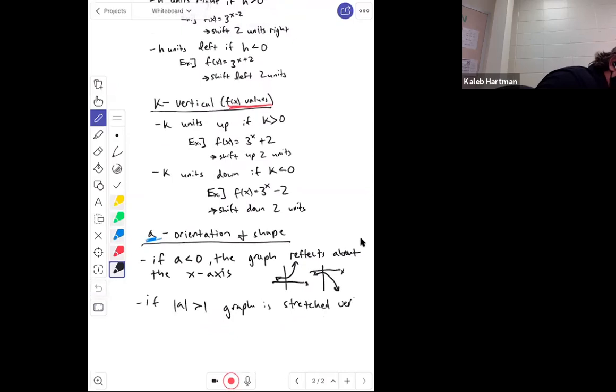Stretched vertically. If the absolute value of A is greater than 0 and less than 1, meaning it's a fraction, the graph is compressed vertically.